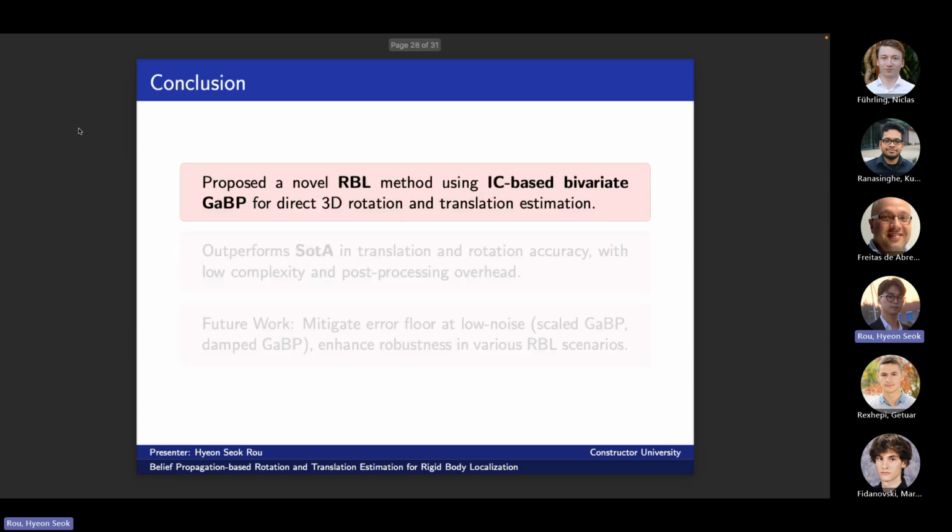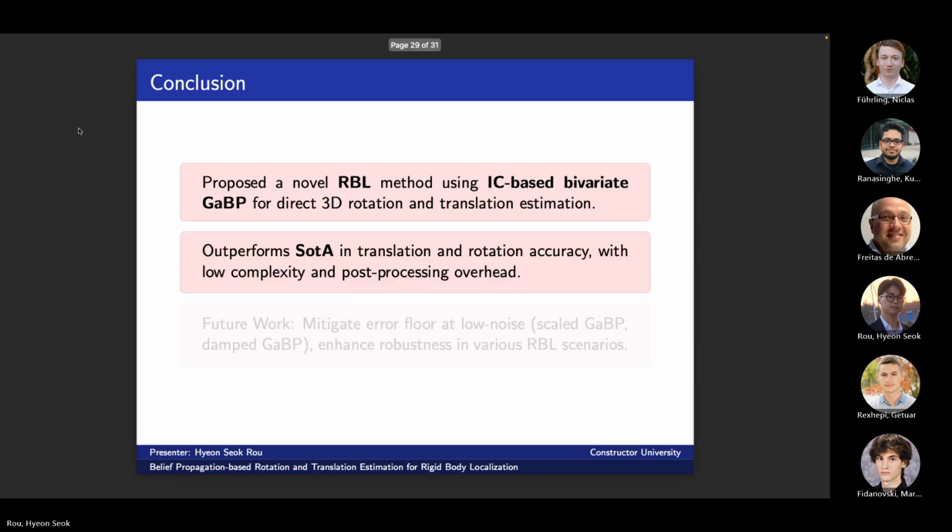So finally, we have a rigid body localization method, which we presented using an interference cancellation based bivariate Gaussian belief propagation, which enables a direct estimation of the 3D rotation and translation. And we have seen that this method outperforms the state-of-the-art in both translation and rotation accuracy, which also has a lower complexity and post-processing overhead because we don't have to first estimate the positions and then extract the rotation and the translation using singular value decomposition methods.